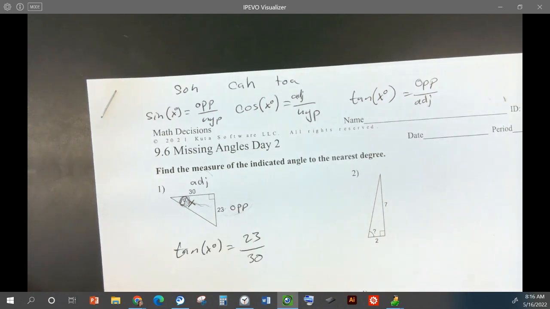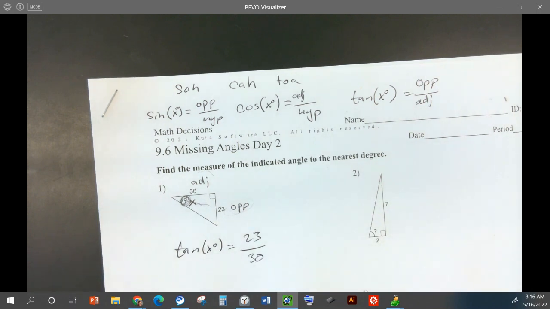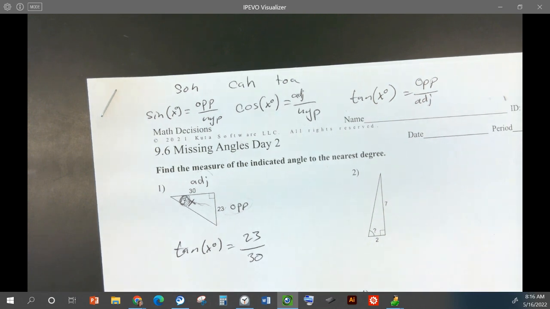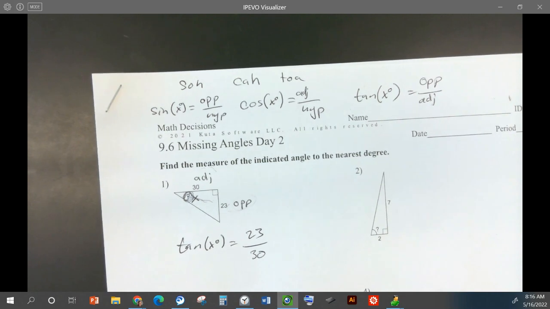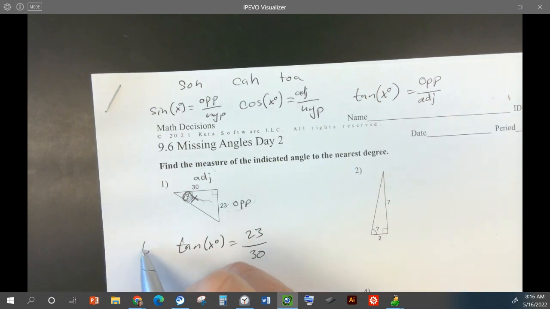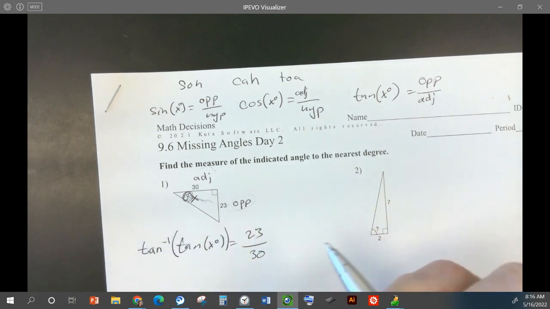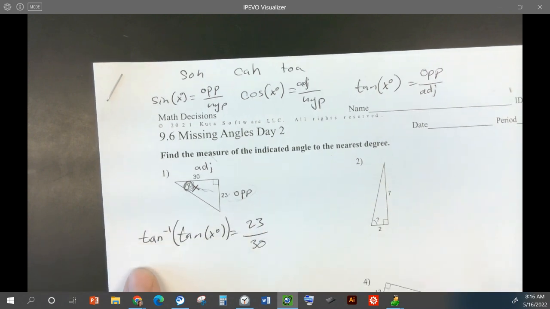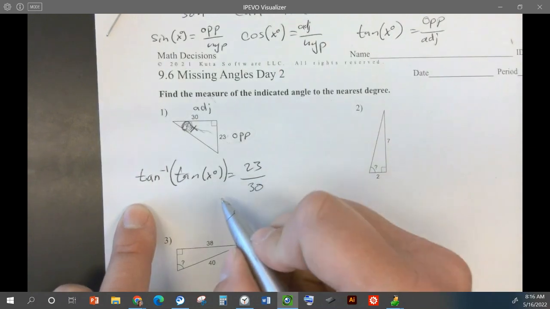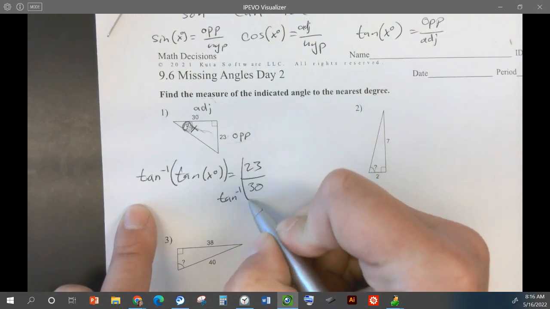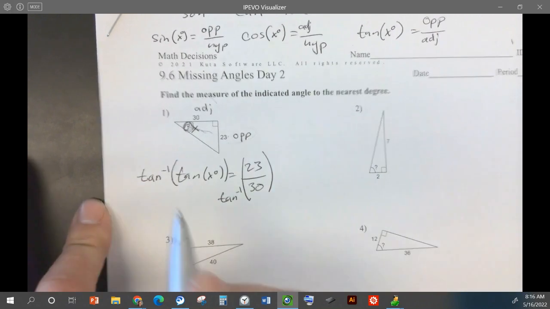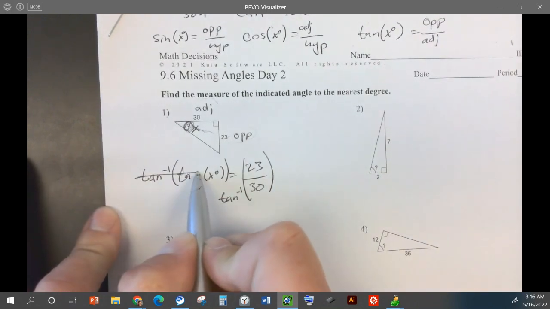Then what do we do now? We need to get rid of tangent. How do we do that? Do you remember? So we talked about last time we have this inverse function. To get rid of tangent, we do the opposite of tangent, which is inverse tangent. And if we do the opposite of tangent on this side, then we need to do the opposite of tangent on this side. So tangent inverse cancels tangent.